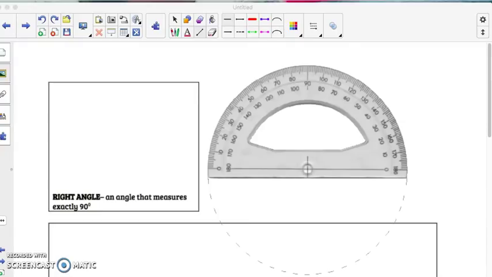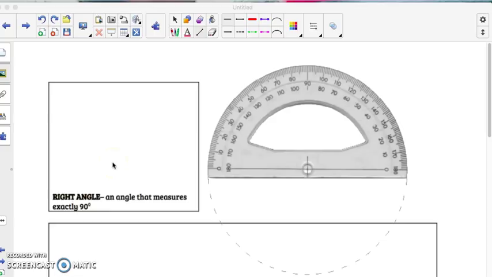Hey, this is lesson 2.2, part 2 on constructing angles. So we're just going to continue on the other side of the worksheet. So please make sure that you have the worksheet 2.2 angles in front of you along with your protractor, a pencil and eraser. So let's start off with right angle first.